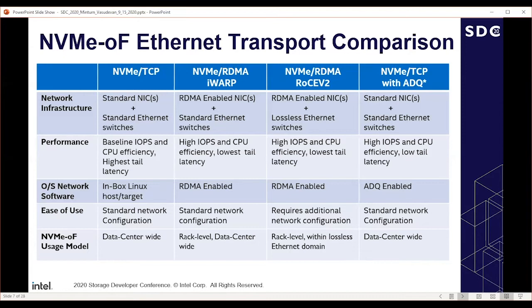With the iWARP, same thing. Rack level maybe, because of the low latency, you'd put it more at rack level, but because it's based on TCP, it can go data center-wide. The RoCE, definitely rack level. With a lossless Ethernet domain, it's a bit more challenging to go data center-wide with a lossless requirement. And then the ADQ is TCP based and data center wide.